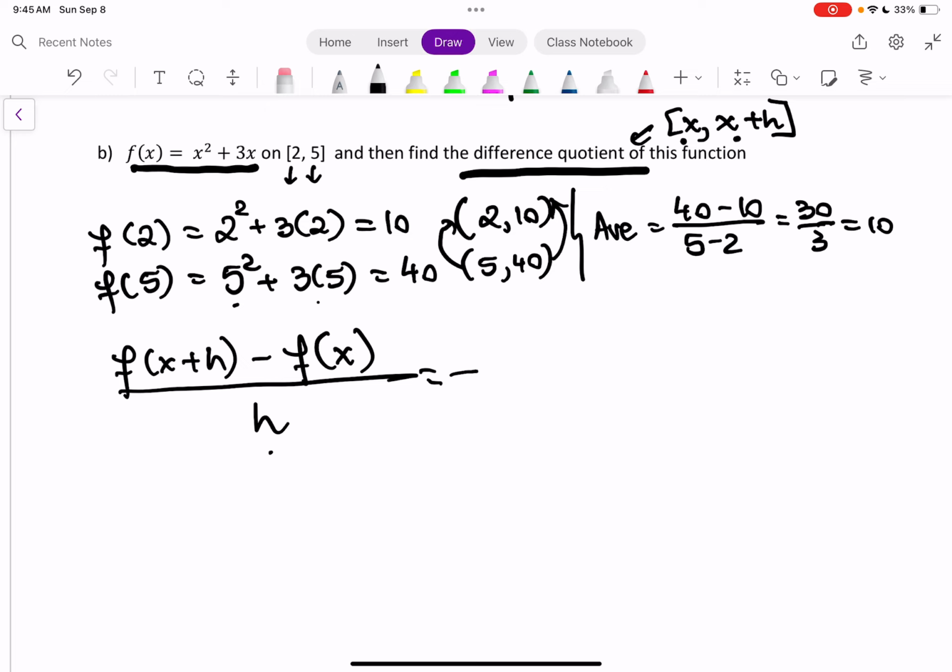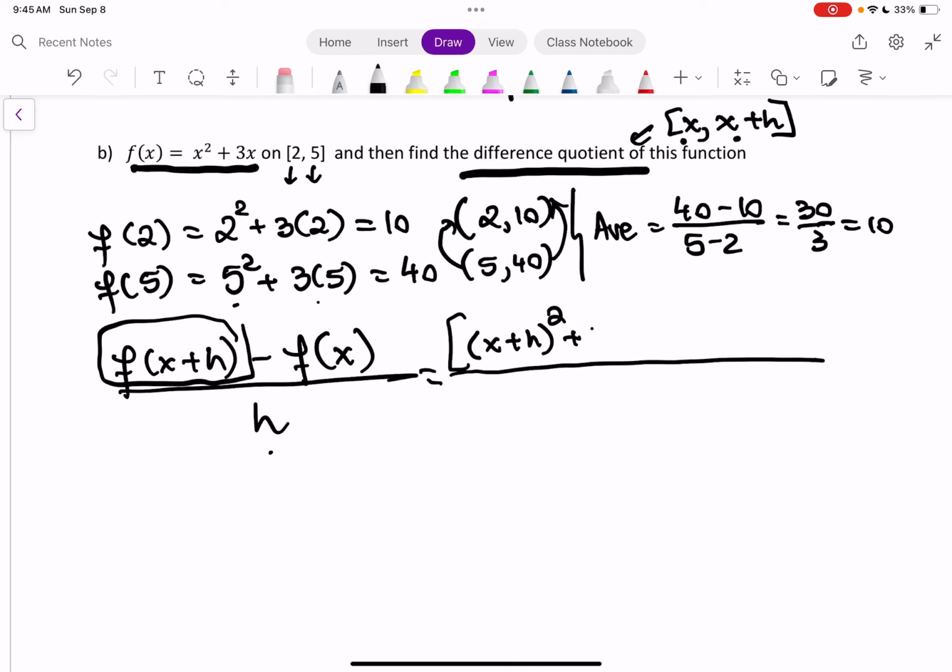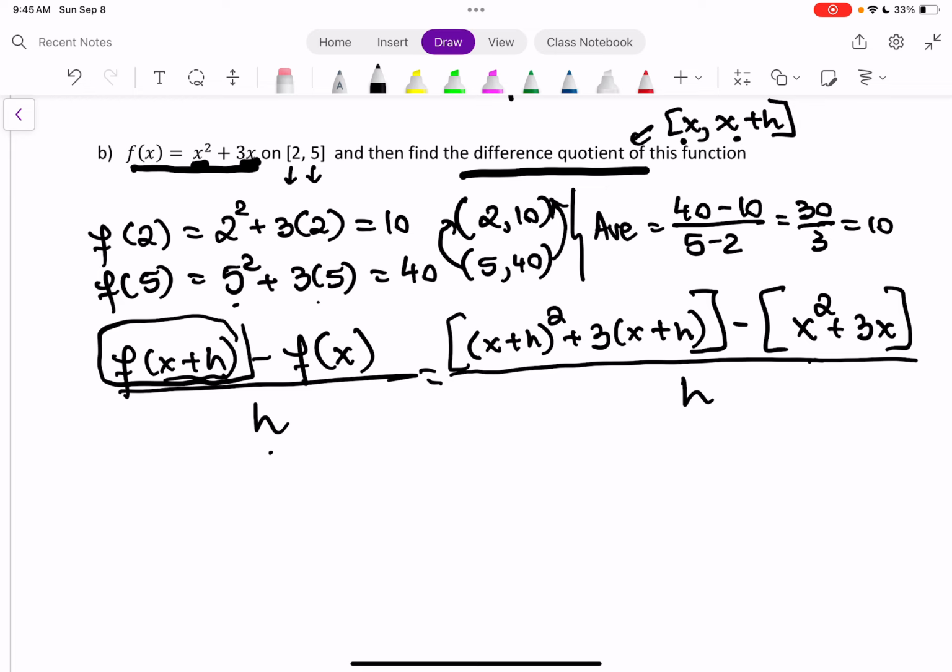So our job is to plug these numbers into the function. So what is f of x plus h? Again, it simply means wherever you see x, you write x plus h. Wherever you see x in your function, you write x plus h. Minus f of x looks just like f of x. Okay, so let's do a little bit of algebra on all of this.